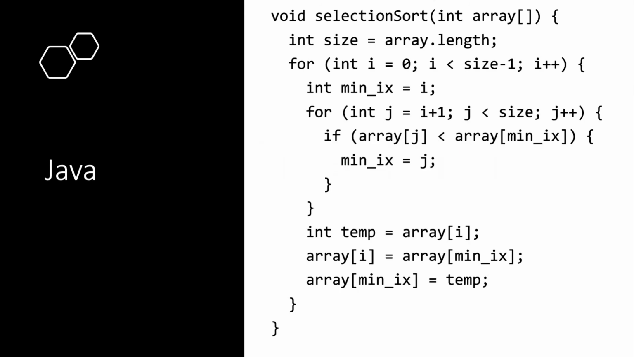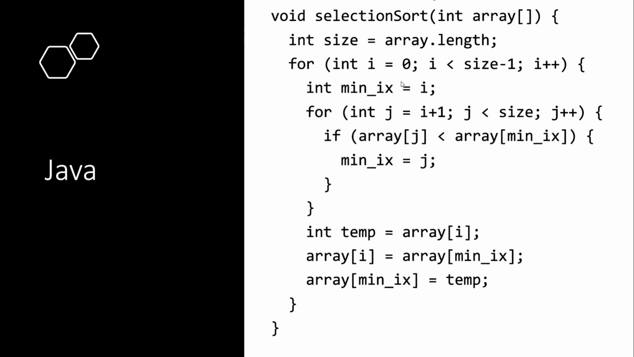Let's look at the implementation. In Java, in a method, an array of integers would be given as an input, and then the array length is assigned to a size variable, and we iterate over the elements from i equal to 0 to i less than size minus 1, because index starts with 0, so you cannot have i less than size because it might go to an index out of bounds exception.